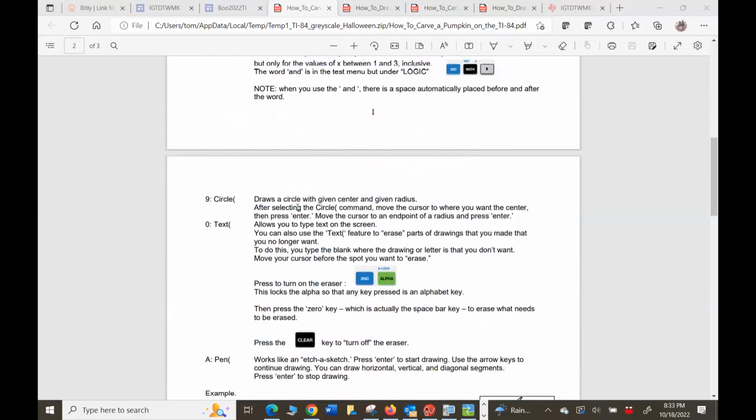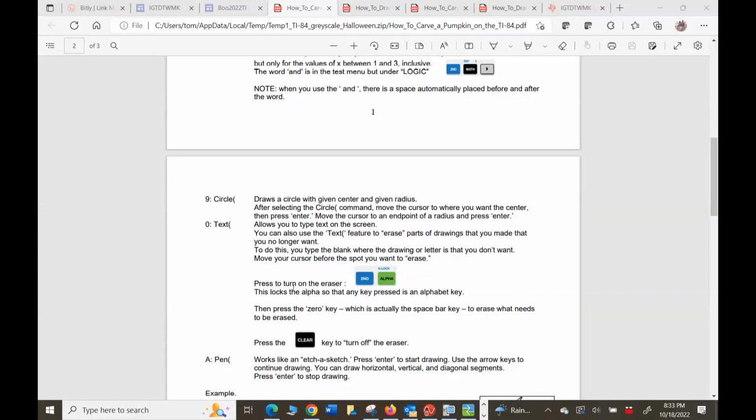Circle is another cool one. You just run that command, go to where you want the center, press enter, go up as many points, or go in some direction, how far you want the radius to be, press enter again, and it draws a circle. Text allows you to type words or numbers on the screen, but it also has a cool feature: you can use it as an eraser. That's really helpful since I can't undo on the 84.